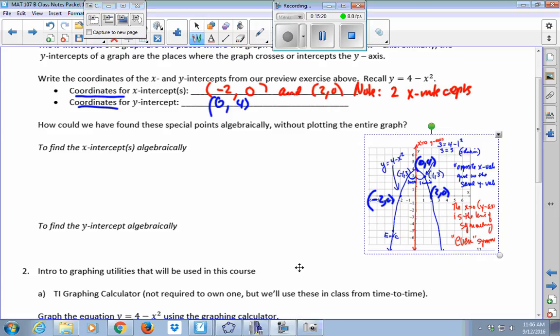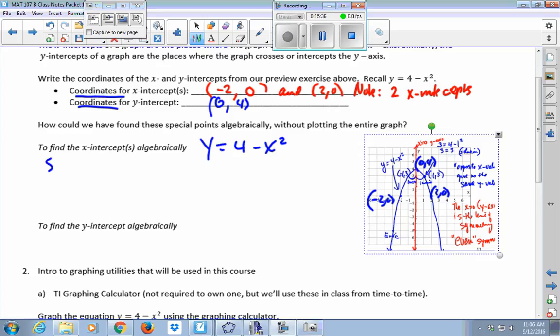All right, so how do we find the x-intercepts algebraically? Well, right now we have an equation that has an infinite number of solutions. I'm only interested in the solutions that give me y equals 0. That's all I'm interested in for the x-intercepts.